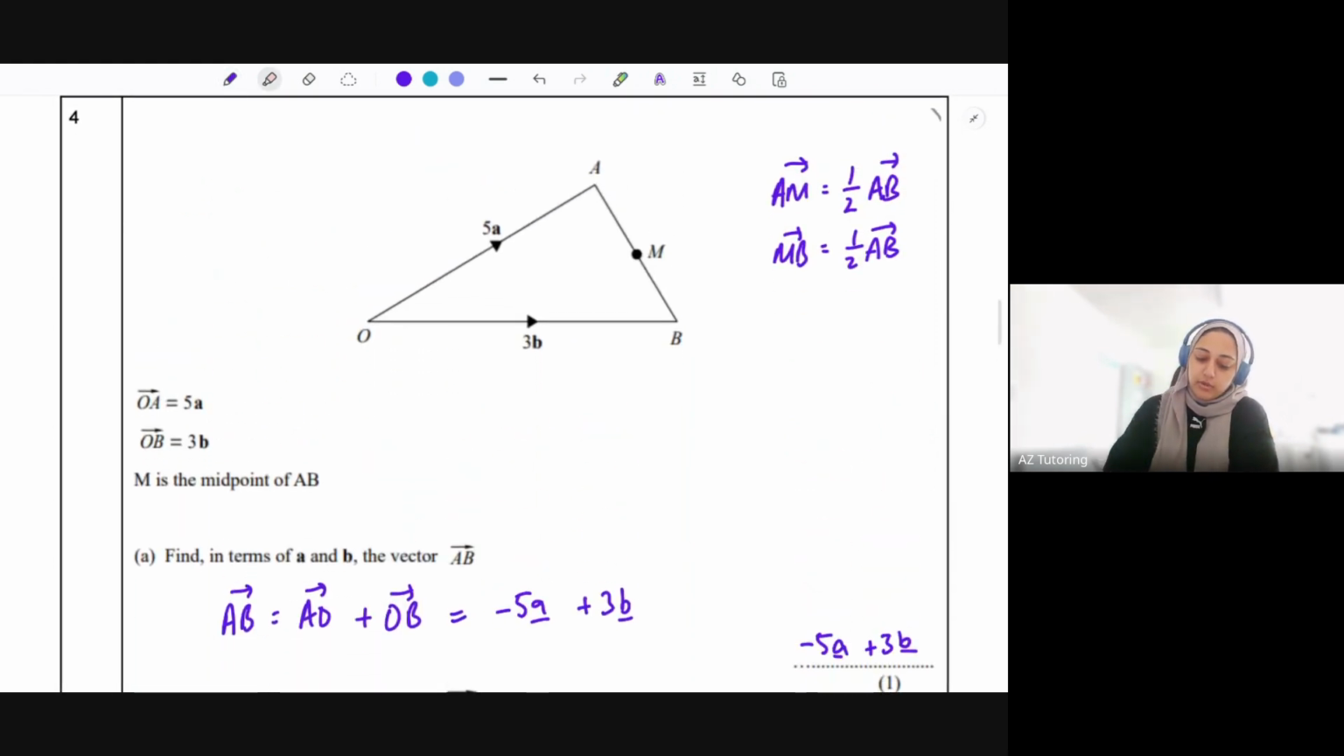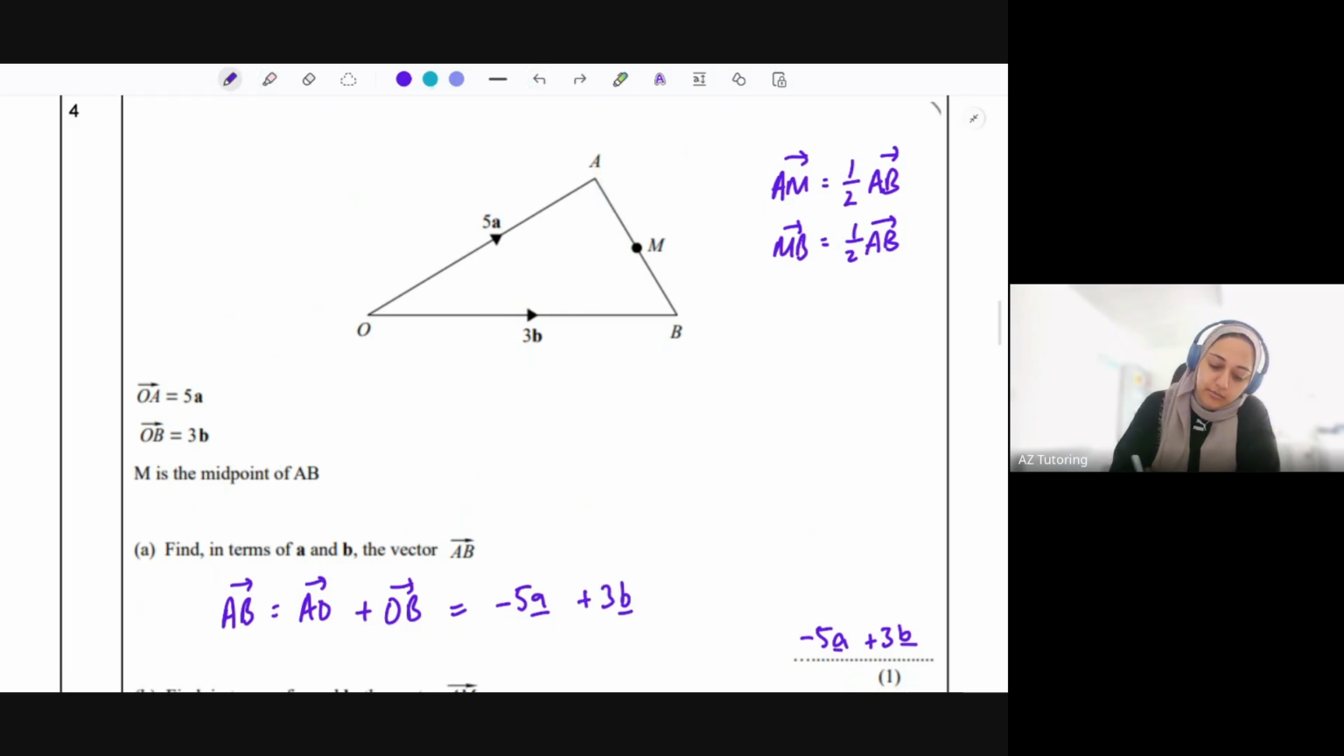So AM, this one here, AM is half of AB, as we've just said. So if we found out what AB is, then we can work out what AM is. So let's work out what AB is. AB we've already worked out in the last question, that's minus 5A plus 3B.